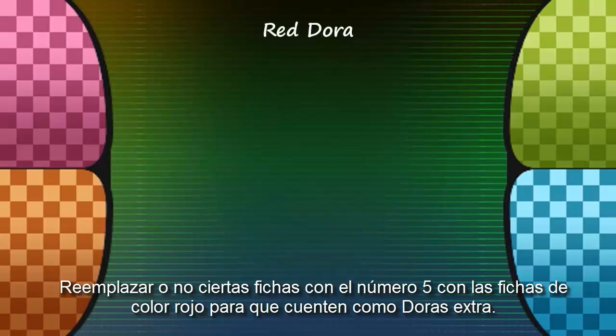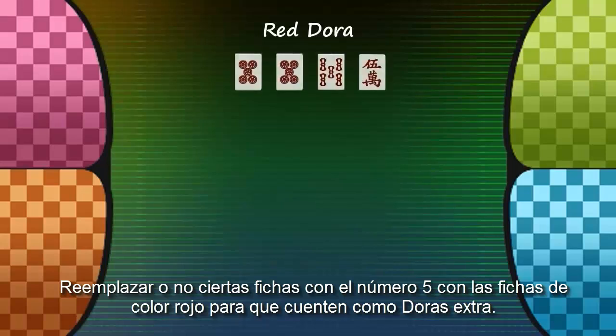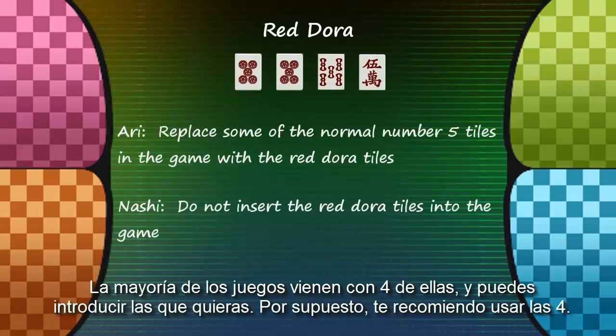Whether or not to replace some of the number 5 tiles in the game with the red number 5 tiles to count as extra Dora. Most Japanese Mahjong sets will come with 4 of them, and you can insert up to however many you like. Of course, I recommend playing with all 4 of them.